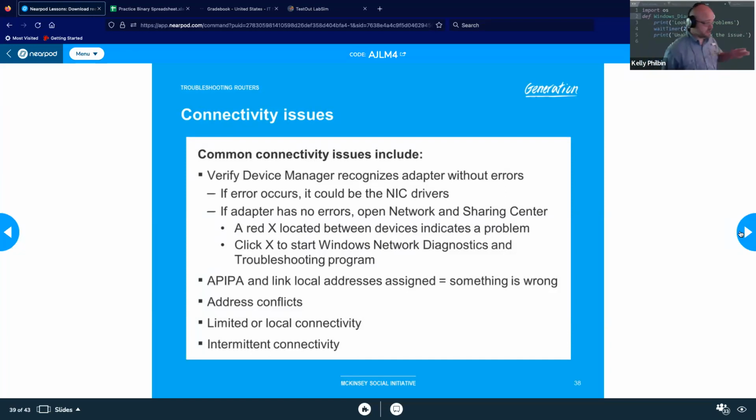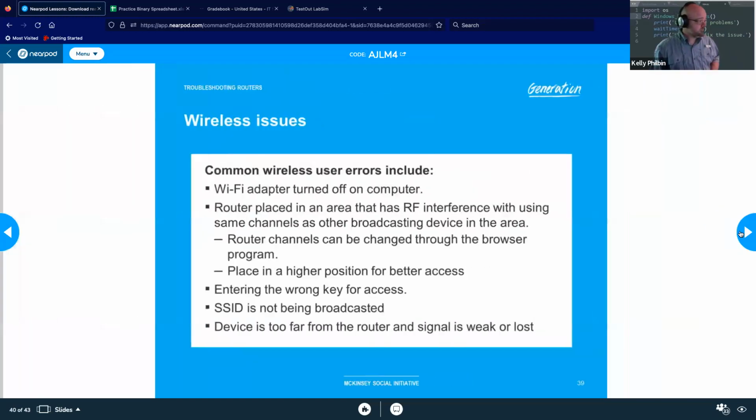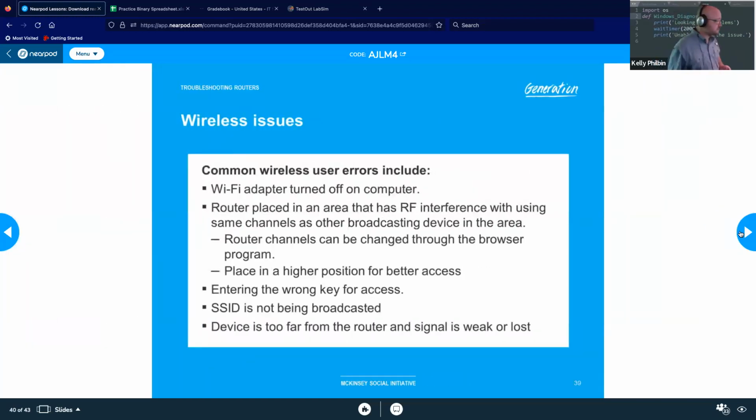That's typically the limited or intermittent, which means there's somebody else on the line with a similar IP. Here are the examples. Questions on this? Don't worry, you'll get a chance to practice it.